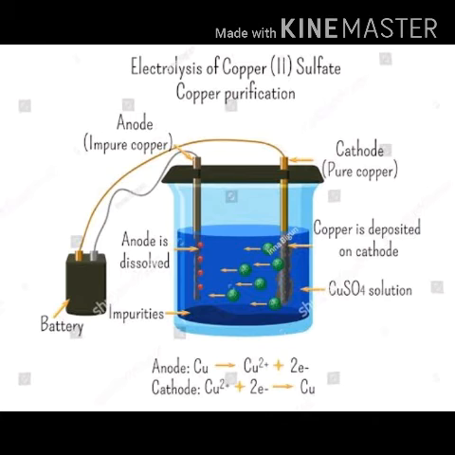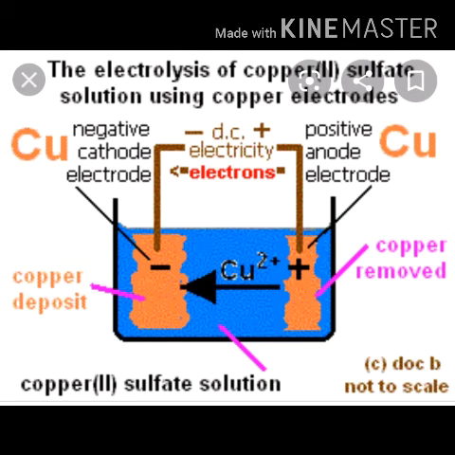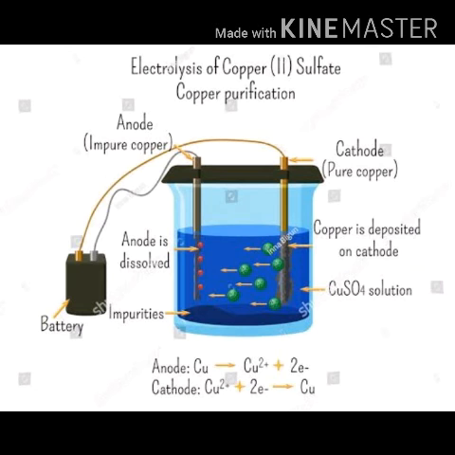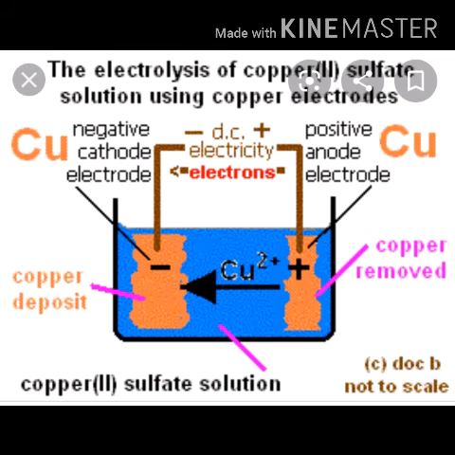Reaction at cathode: Cu plus 2 plus 2e gives Cu. In the electrochemical series, Cu plus 2 ion is lower in position than H plus ion. So although Cu plus 2 and H plus ions both move towards the cathode, Cu plus 2 ion is more easily reduced than H plus ion, and reddish brown Cu is deposited at the cathode.